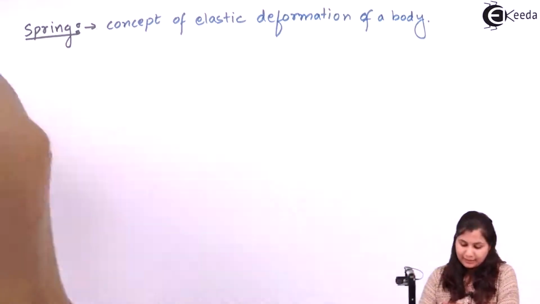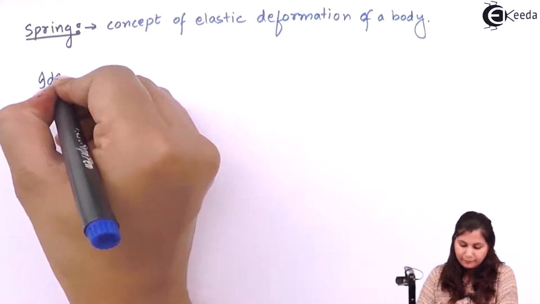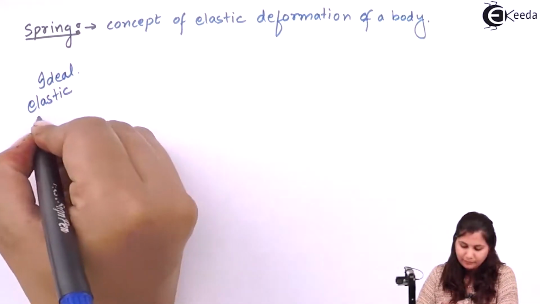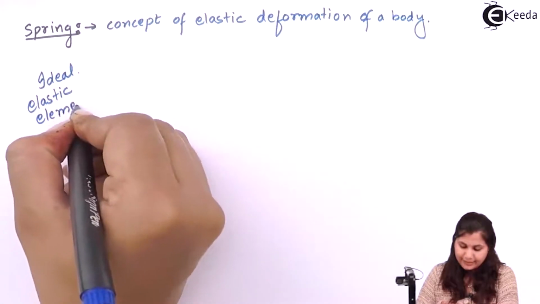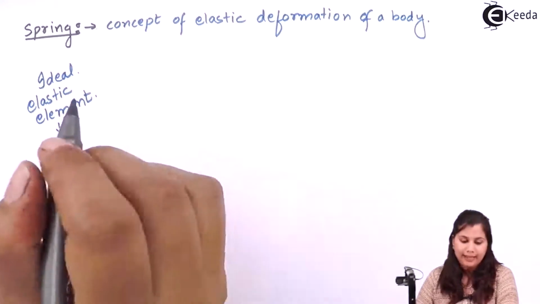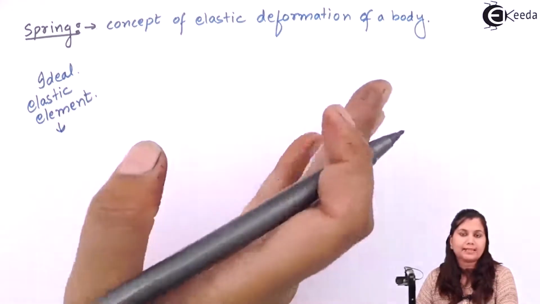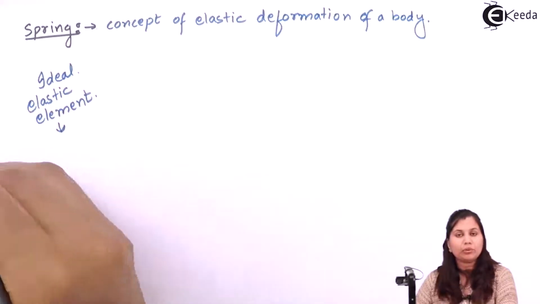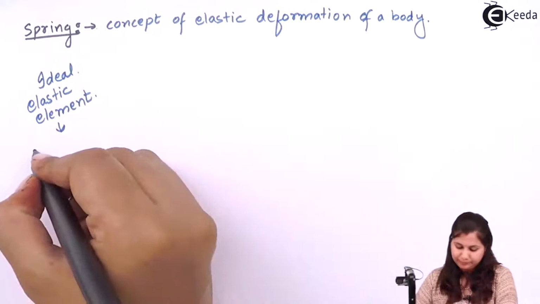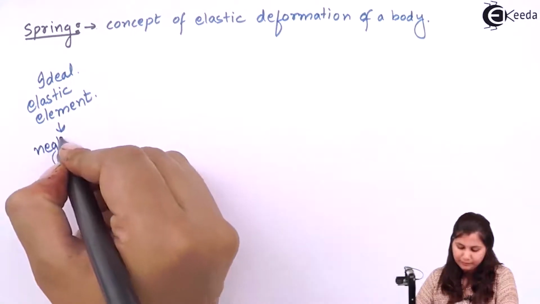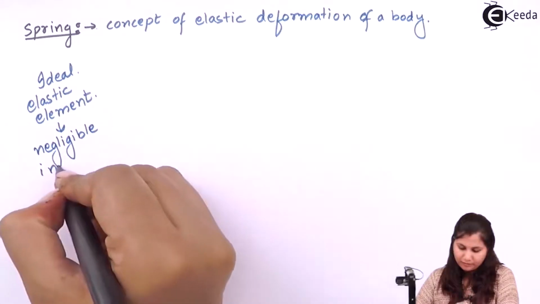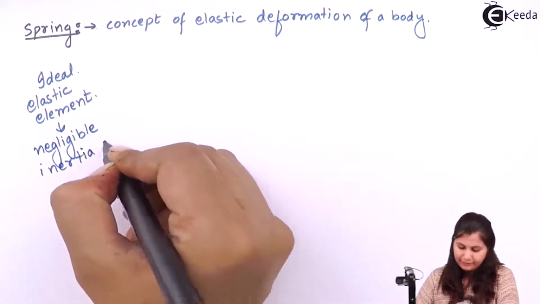Now let us consider an ideal elastic element. Ideal elastic element means that it has negligible mass and damper, or negligible mass and friction. So there will be no effect of the mass element and the damper element. Negligible inertia and friction.